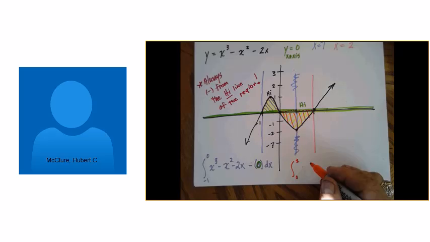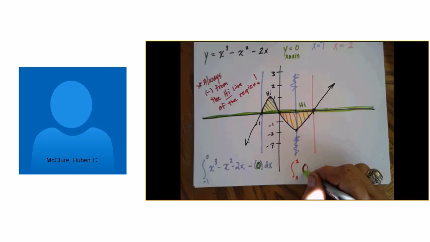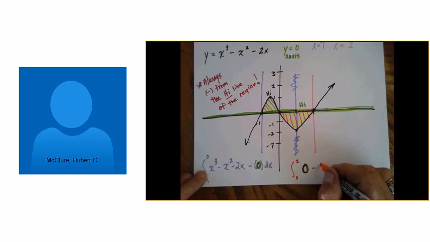So from 0 to 2, of 0, which is the green line, minus brackets x to the third minus x squared minus 2x dx.